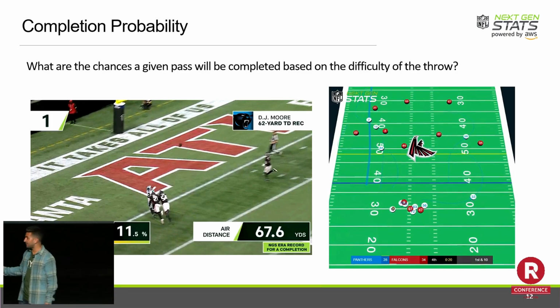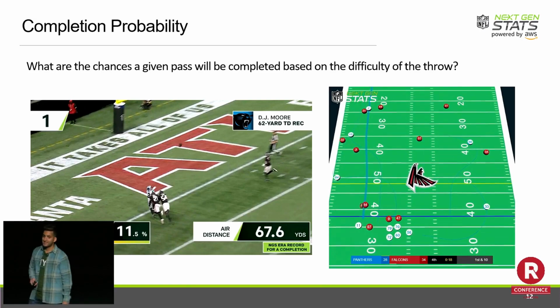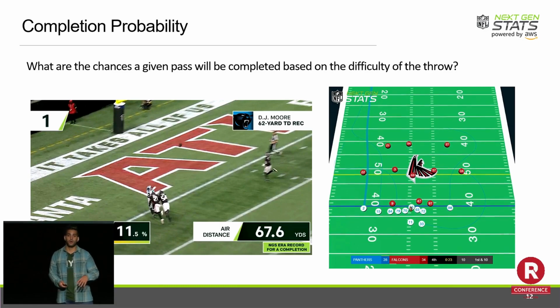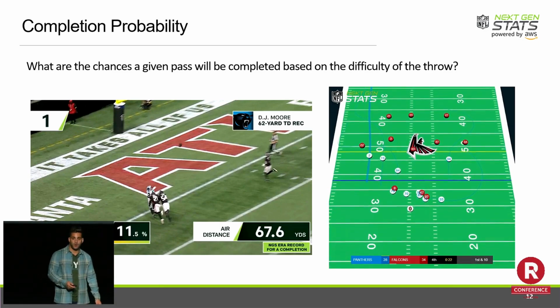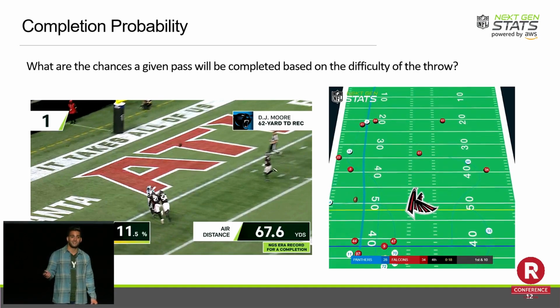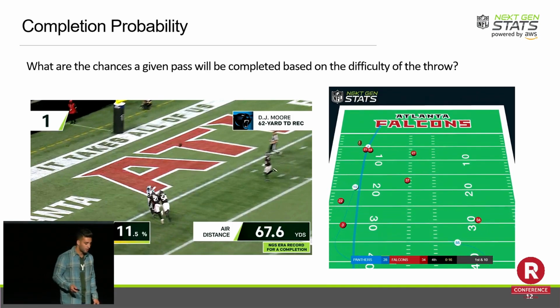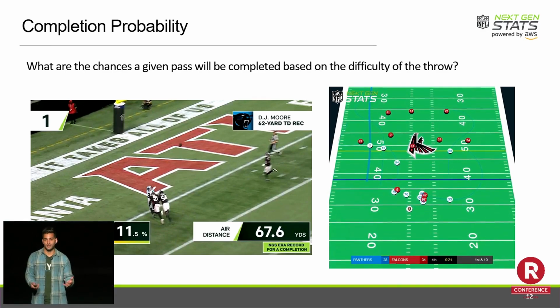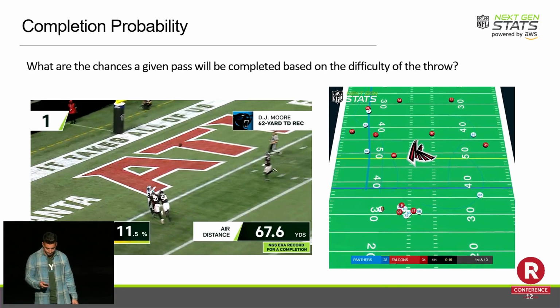And you can see the leading factor, air distance, 67.6 yards in the air, as the crow flies, you could say. From the point the quarterback threw the ball to the moment the ball arrived at the receiver, the ball traveled 67.6 yards in the air. So not only can we use completion probability to contextualize a play, but we can also break down the features that go into it.